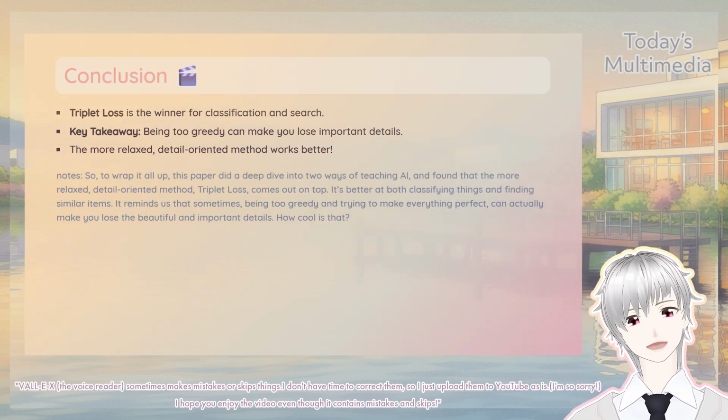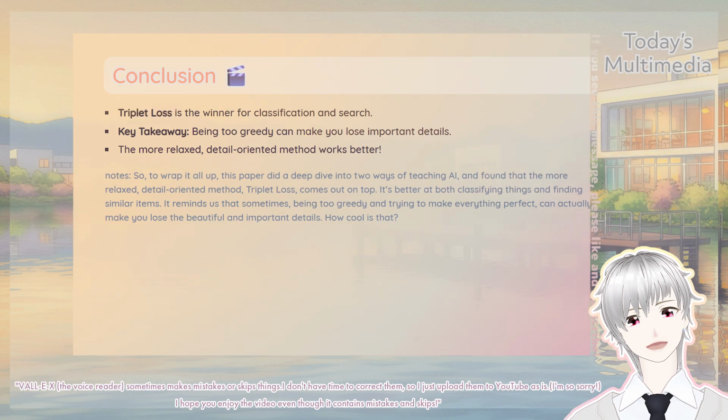So to wrap it all up, this paper did a deep dive into two ways of teaching AI and found that the more relaxed, detail-oriented method, Triplet Loss, comes out on top. It's better at both classifying things and finding similar items. It reminds us that sometimes being too greedy and trying to make everything perfect can actually make you lose the beautiful and important details. How cool is that?